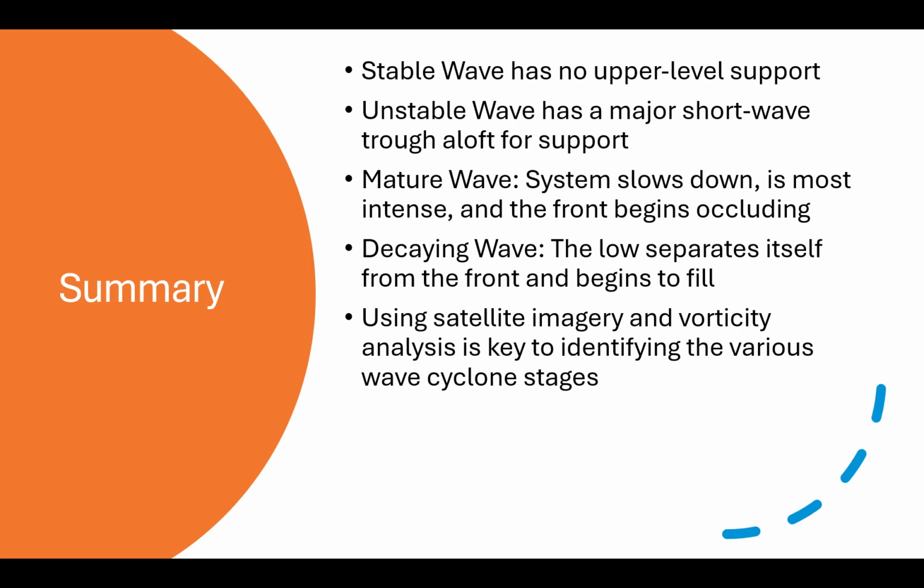On the mature wave stage, the system slows down, it's most intense, and the front begins occluding. Some of the more prolific blizzards are associated with the mature wave process of the wave cyclone. This is where this system is crawling. This thing is in no hurry to move. It is dumping just heavy snow, just prolific snow amounts. With the decaying wave, the low separates. That surface low, or surface wave, separates itself from the front and begins to fill. Using satellite imagery and vorticity analysis is key to identifying the various wave cyclone stages.